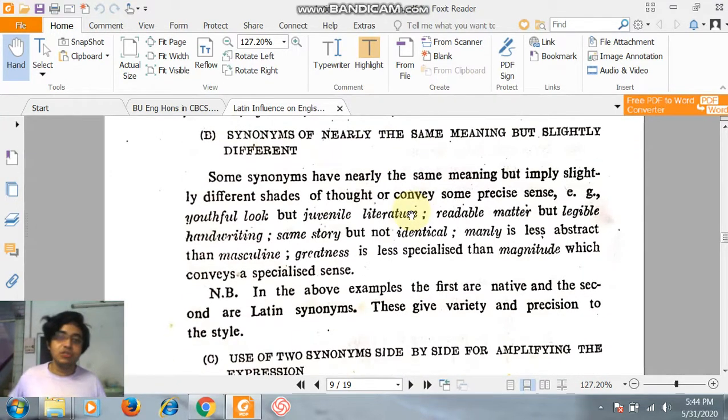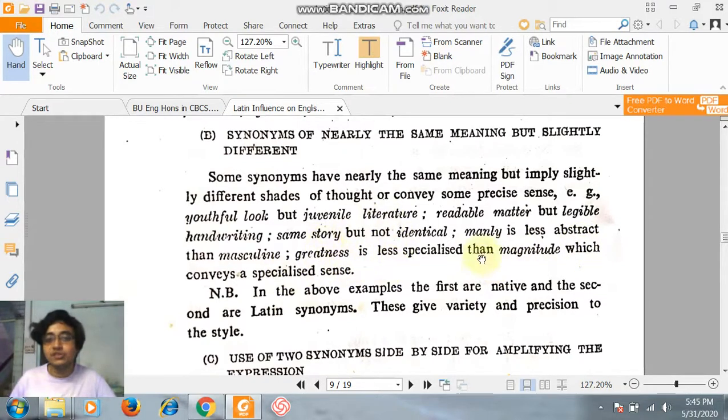And there are also various synonyms of nearly the same meaning but slightly different suggestion. It produces slightly different meaning. Now some synonyms have nearly the same meaning but imply slightly different shades of thought or convey some precise sense, as for example, youthful look, but juvenile literature; readable matter, but legible handwriting. Same story, but not identical. Manly is less abstract than masculine, greatness is less specialized than magnitude, which conveys a specialized sense.